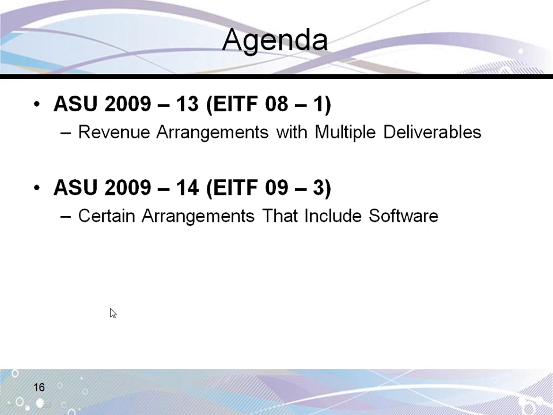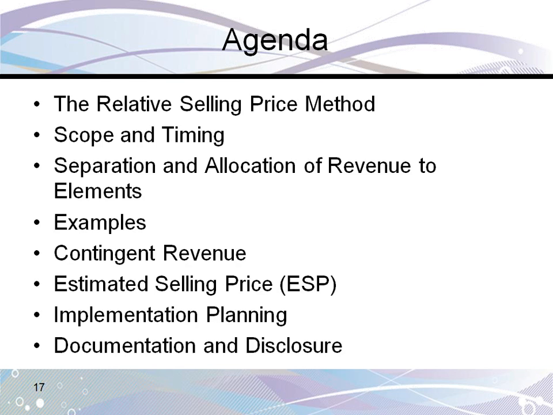For today, our agenda includes looking at EITF 08-1, which also goes by the Accounting Standards Update number 2009-13. It's revenue arrangements with multiple deliverables, and EITF 09-3, certain arrangements that include software. 08-1 gives us a new methodology for allocating and recognizing revenue. 09-3 helps us determine which transactions are included in that new relative selling price method.